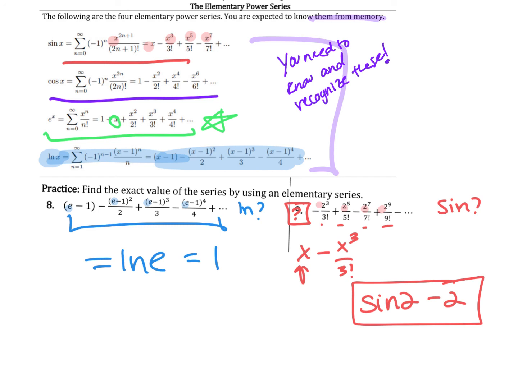So the key ideas in this section: we need to be able to recognize the 4 key power series. We need to be able to use them to create a new power series that's a manipulation of one of them. We need to be able to use them to identify when a series is a manipulation of one of them. And we need to be able to identify when we have the exact value of an elementary series and what that exact value is.